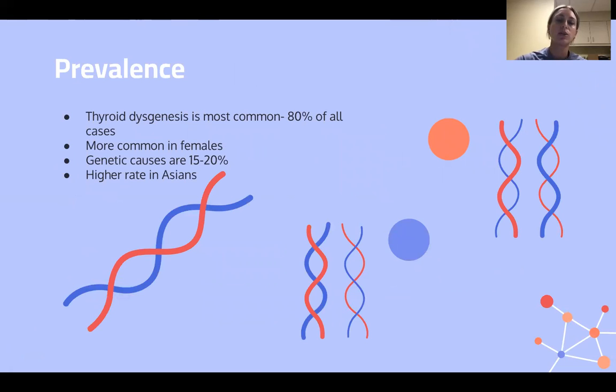Prevalence rate: thyroid dysgenesis, which is when the thyroid is absent or smaller or abnormal, is the most common case. It accounts for about 80% of all cases. It's more common in females than males. And then the genetic cause only accounts for about 15 to 20% of cases. There's also a higher rate seen in Asians. And the incidence is about 1 in 2,000 to 4,000 newborns. So it's pretty common.